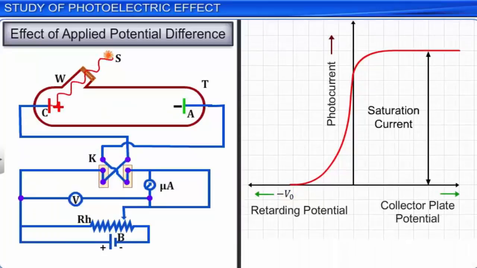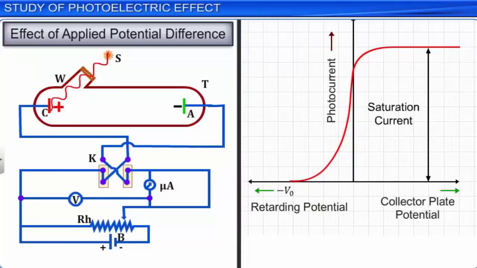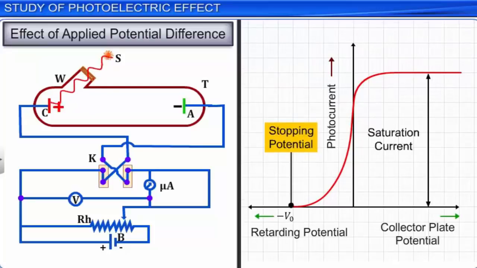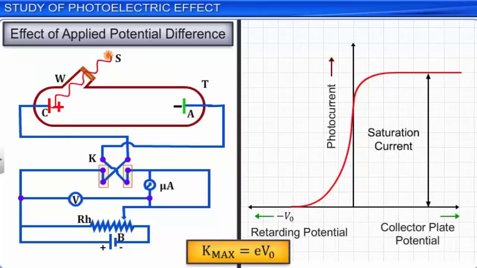The minimum negative potential V0 applied to the anode for which the photoelectric current becomes zero is called the stopping potential or cut-off potential. The photoelectric current becomes zero when the retarding potential is strong enough to repel the photoelectrons with the maximum kinetic energy. The maximum kinetic energy of the photoelectrons is equal to eV0.